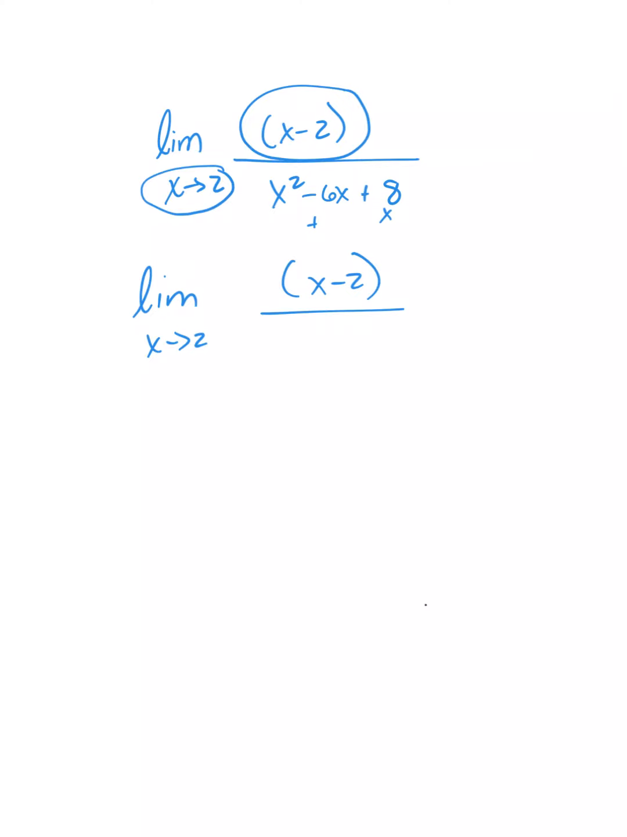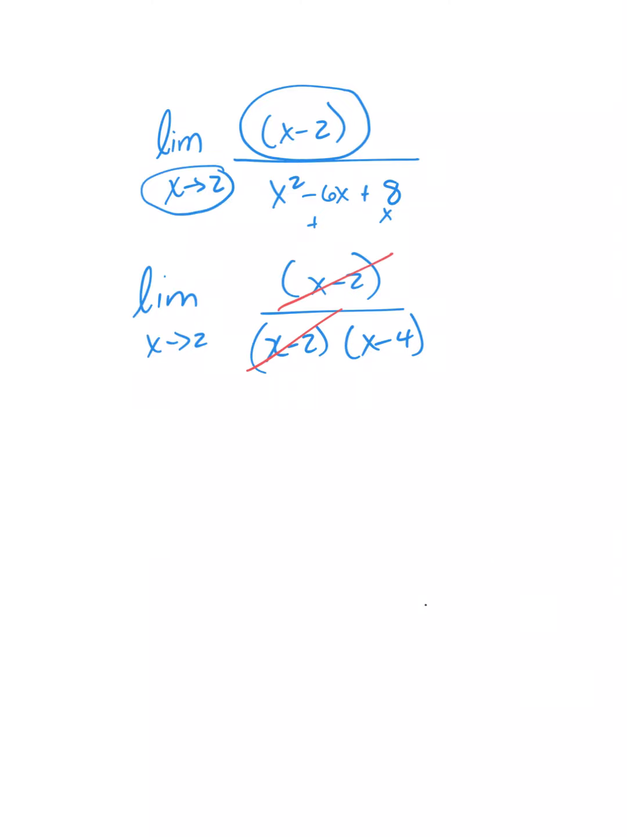If the numerator turns to 0 when that 2 gets plugged in, then consider factoring the denominator. And this denominator factors as x minus 2 times x minus 4, because what times what is 8, and added together is negative 6. And when you do that, these two bite the dust.